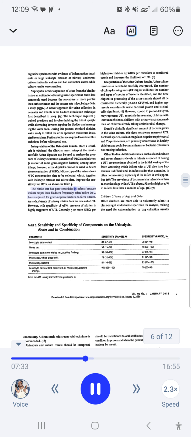The nitrite test has poor sensitivity in infants because infants empty their bladders frequently, often before the 4 hours required for gram-negative bacteria to form nitrites. As such, absence of urinary nitrites does not rule out UTI. However, with specificity of 98%, presence of nitrites is highly suggestive of UTI.